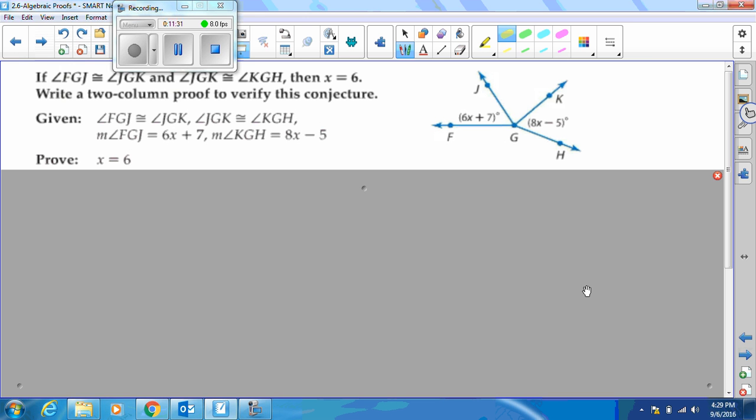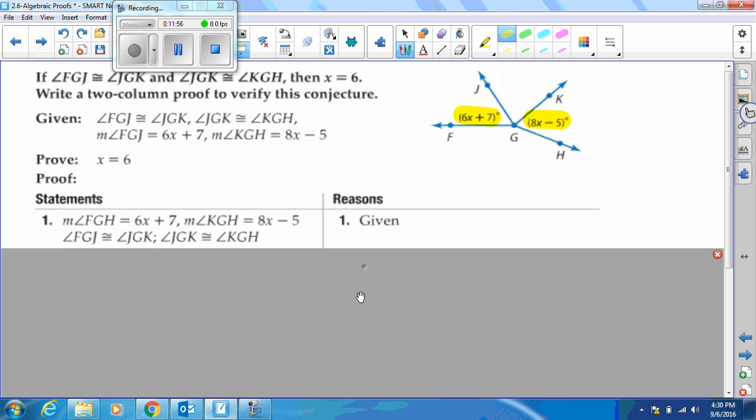I want to show you an example of a geometric proof. So here are the things that they're giving us. If angle FGJ is congruent to JGK and angle JGK is congruent to KGH, then x equals 6. They're also giving us these measures here. If you notice, this 6x minus 7 and this 8x minus 5. So the question is prove that x equals 6. All right, so we do our statements and our reason.